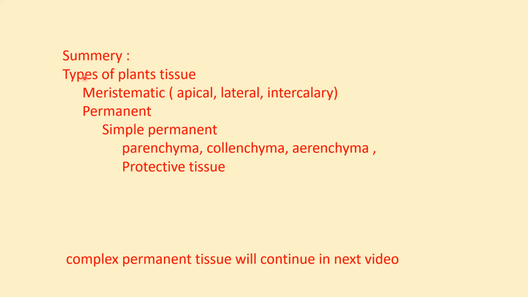So from this video what we learned is types of plant tissue. Mainly two types of plant tissue we can find, that is meristematic and permanent. Meristematic are also three types: apical, lateral and intercalary. Permanent are two types: simple and complex. In simple permanent tissue we saw parenchyma, collenchyma and sclerenchyma, and one more type of special tissue, the protective tissue we have learned, and in the next video we will learn about the complex permanent tissue.